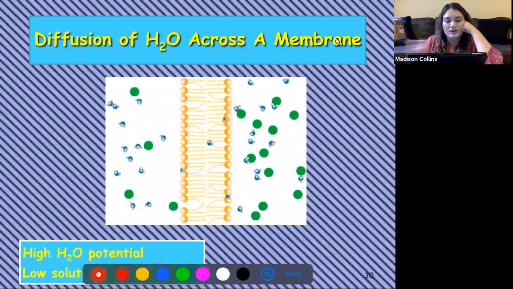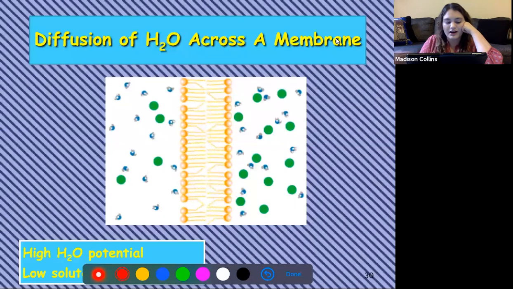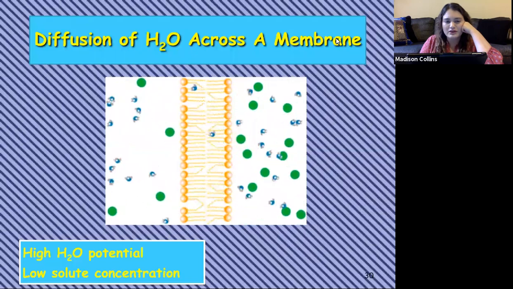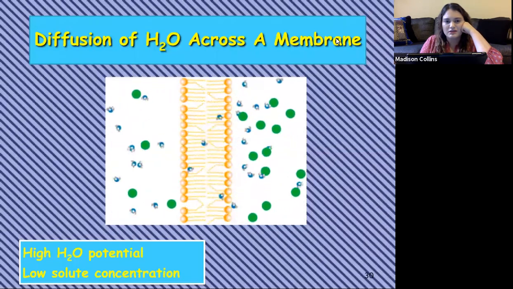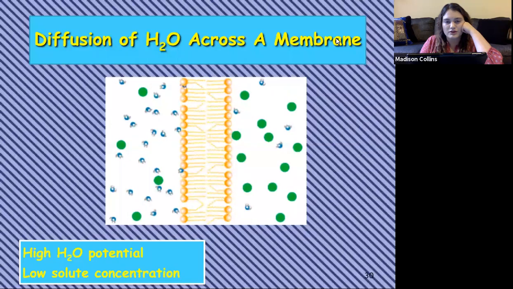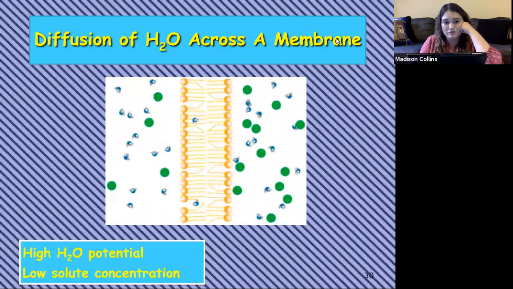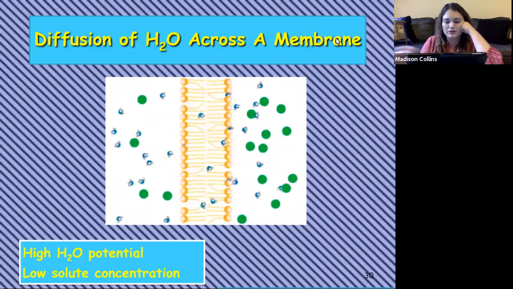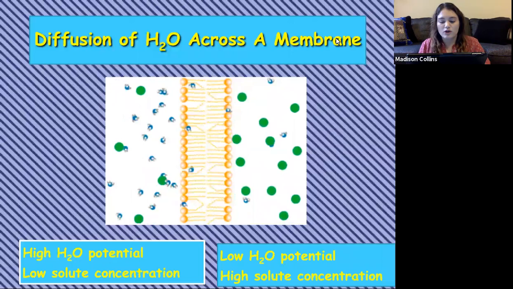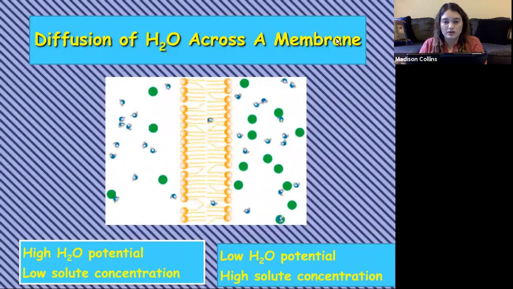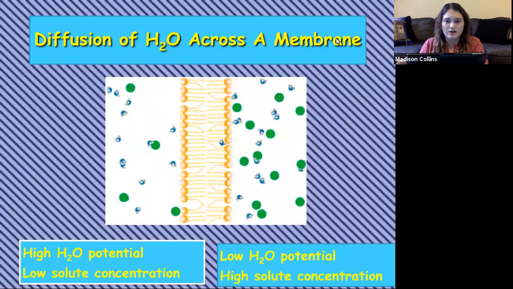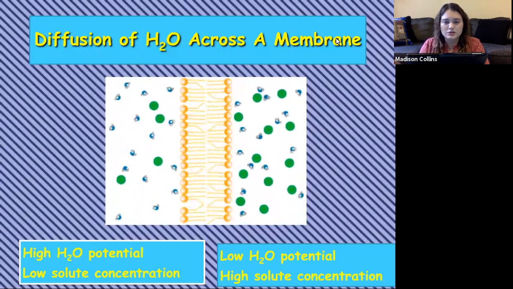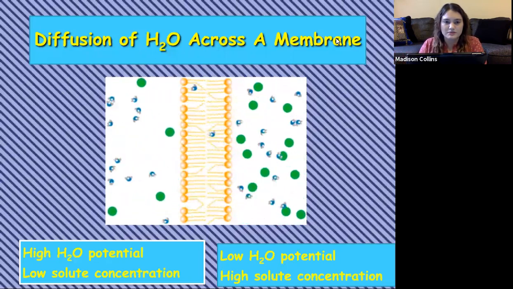So on the left side of this membrane, we have a high water potential. There are a ton of water molecules. But we also have a low solute concentration, which means that there are only 4 molecules of this solute. There's not that much. So we have more water than we do solute. But on the right-hand side of this membrane, we have a low water potential. That means that there is less water on the right side. That also means that I see more green solute molecules on this right side as well. So we're going to call that the high solute concentration.